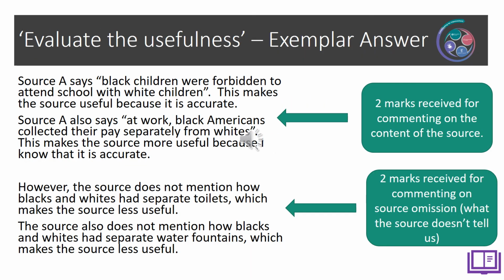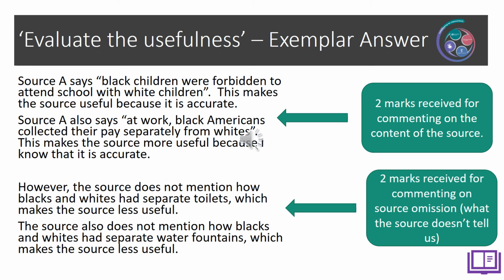So we're now going to take a look at an evaluate the usefulness exemplar answer to see how marks would be allocated. From what you can see on the screen, Source A says black children were forbidden to attend school with white children. This makes the source useful because it is accurate. Source A also says at work, black Americans collected their pay separately from whites. This makes the source more useful because I know it is accurate. For the two points that you see here, two marks would be given.